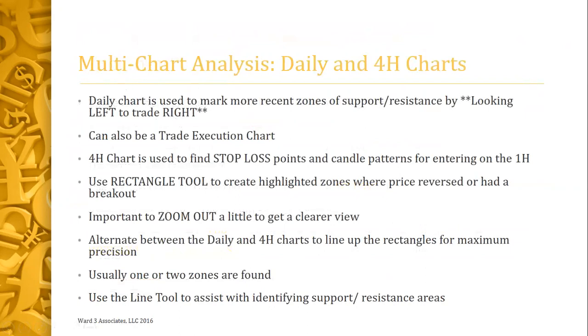All right. So once you move from the monthly chart, you're going to go to the daily and the 4-hour charts. The daily chart is used to mark more recent zones of support and resistance by looking left to trade right. It can also be a trade execution chart if you're a super swing, long-term swing trader. And the 4-hour can be used for your stop loss points and candle patterns for entering on the 1-hour.